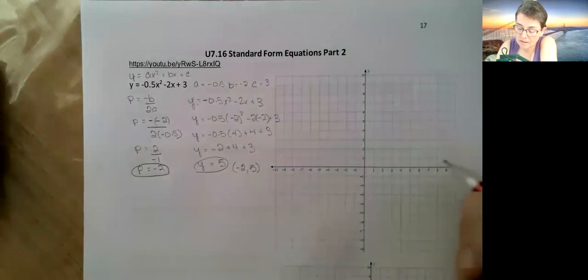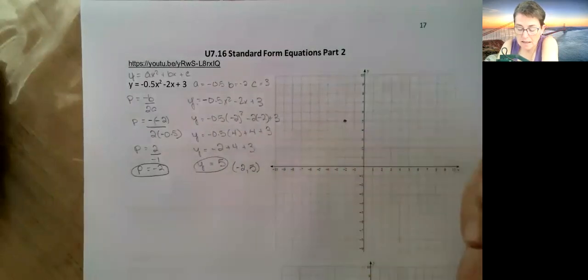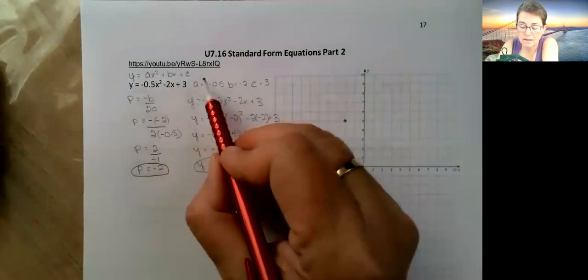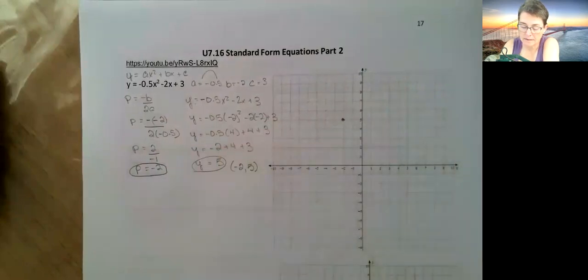There is the vertex, so minus 2 and 5. And I guess I did forget to take a look and go, yep, it's going to open downward, so it's going to look something like that.